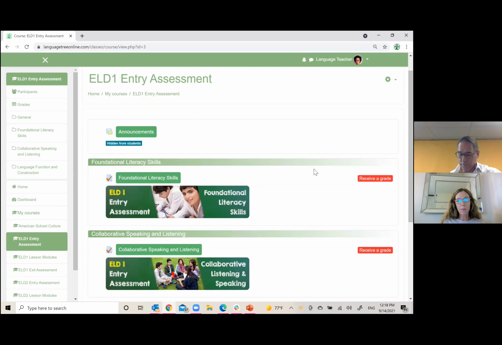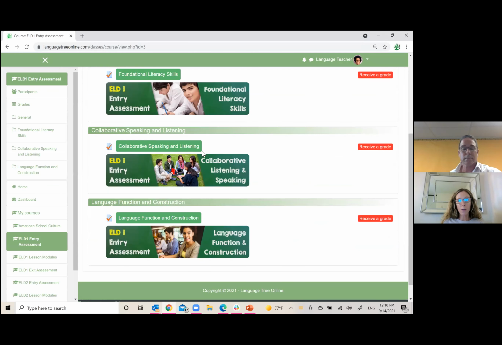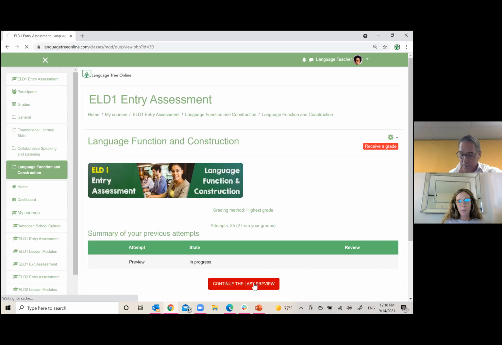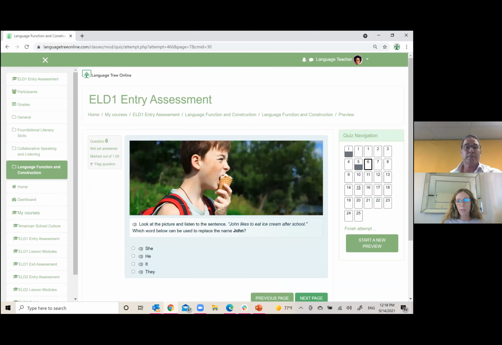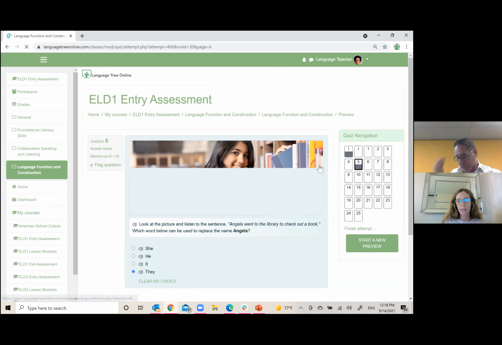And we talked about already in the presentation these 3 buckets. Each one of these buckets has 25 assessment questions. So they'll start with foundational literacy skills, get through all 25, submit that, then they'll start with collaborative, get through all 25, and then language function and construction. Let me just click on one here and give you a feel for what an assessment question looks like.